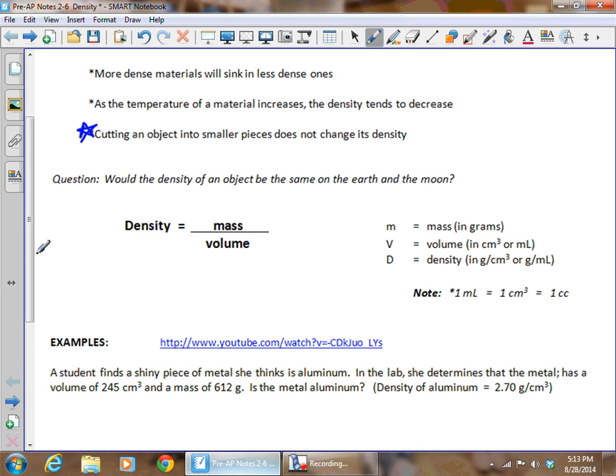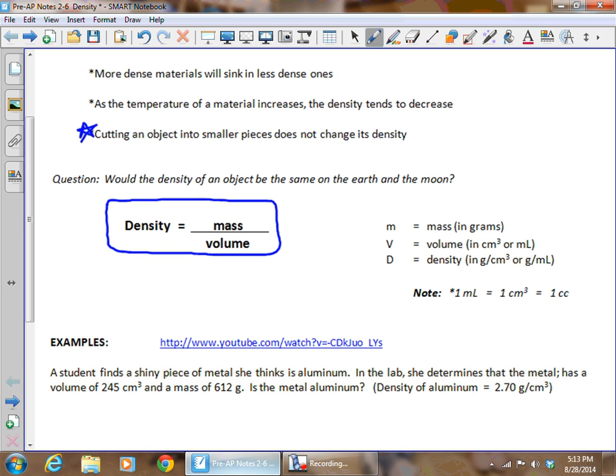Now we can calculate density by using this equation. Density equals mass over volume. I want you to be familiar with changing and solving for not only density, but for mass and for volume. And we're going to look at an example of each of those in our discussion today.